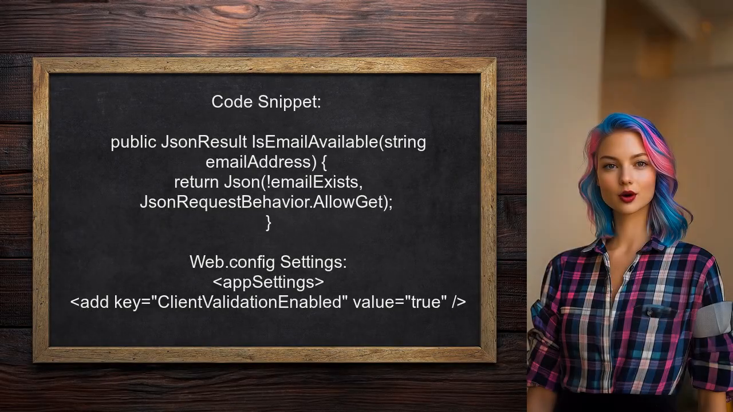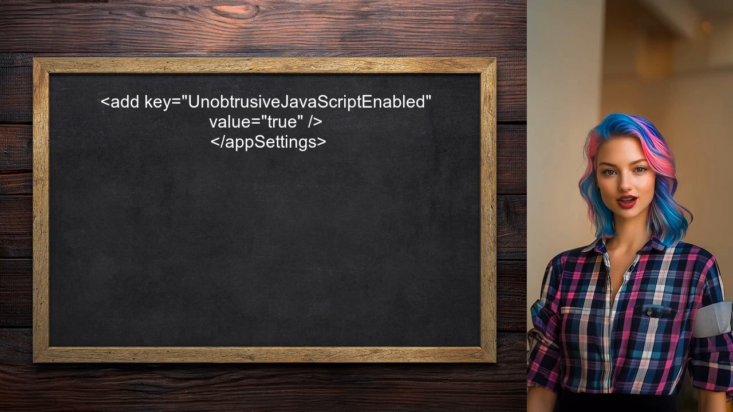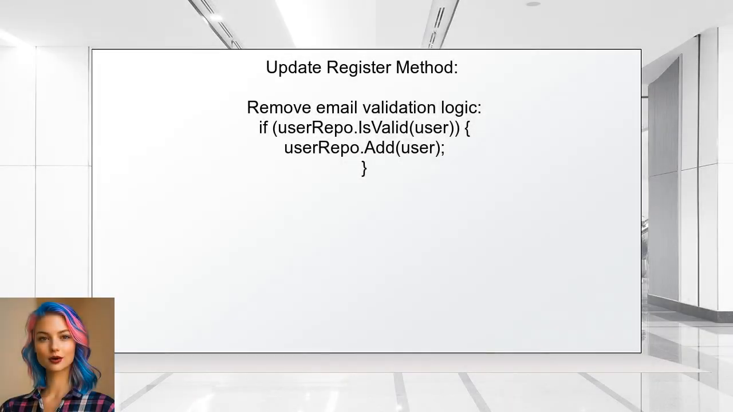The user provides a code snippet for the JSON result method, which checks if the email is available and returns a message accordingly. Additionally, they recommend updating the web.config to enable client validation and unobtrusive JavaScript. Finally, they advise removing the email validation logic from the register action method, as the remote validation will handle it, ensuring that only valid emails are processed.